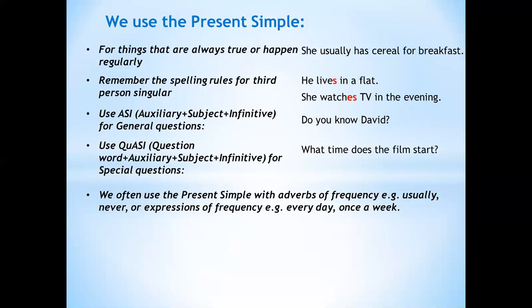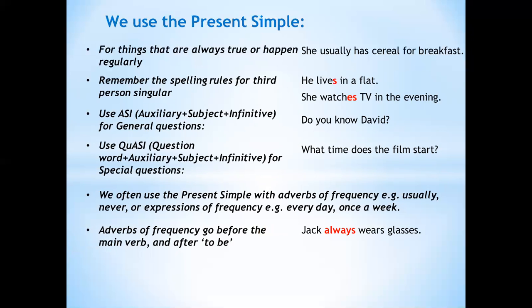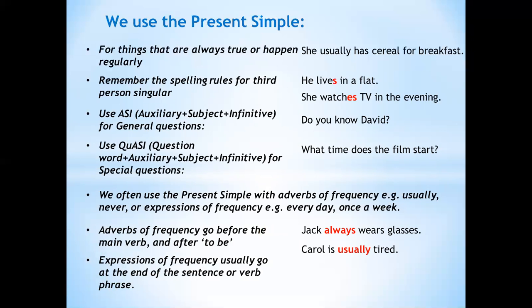We often use the present simple with adverbs of frequency, for example, always, sometimes, usually, never, and expressions of frequency, for example, every day, once a week, twice a year. Don't forget to put adverbs of frequency before the main verb and after the verb to be. For example, Jack always wears glasses. Carol is usually tired. But expressions of frequency you can use at the beginning or at the end of the sentence. For example, Anne goes swimming once a week.